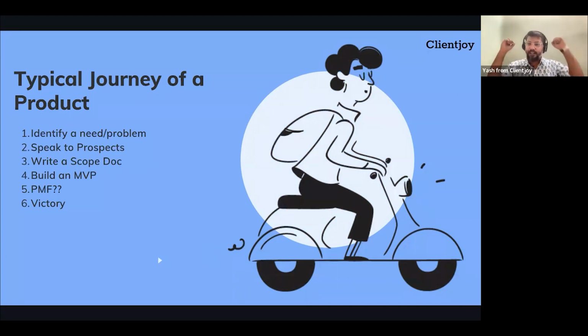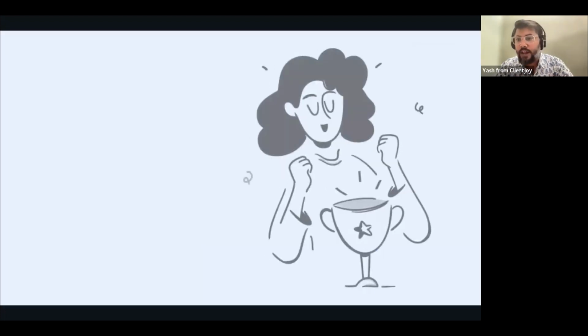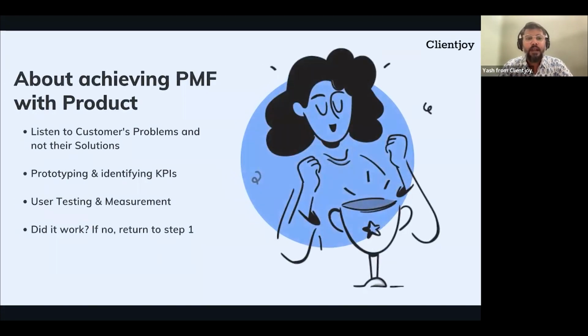And then if you achieve that, then that's victory, right? That's where the race finishes, and you've done your bit. So about achieving PMF with the product, here are some of the things that I've learned the hard way. The first is that obviously listen to customers' problems, but do not listen to their solutions, right?